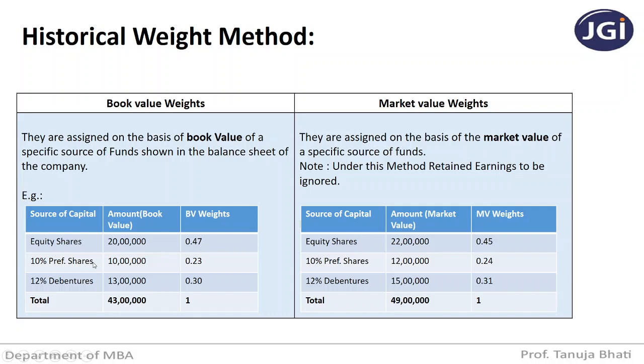Now in case of preference shares, what is the weight of preference shares in the total capital of the company? It is 10 lakhs divided by 43 lakhs, that is coming up to 0.23. And 12% debentures, what is the weight of debentures in the total capital of the company? It is 13 lakhs divided by 43 lakhs, that is 0.30. So always the weights should add up to 1.